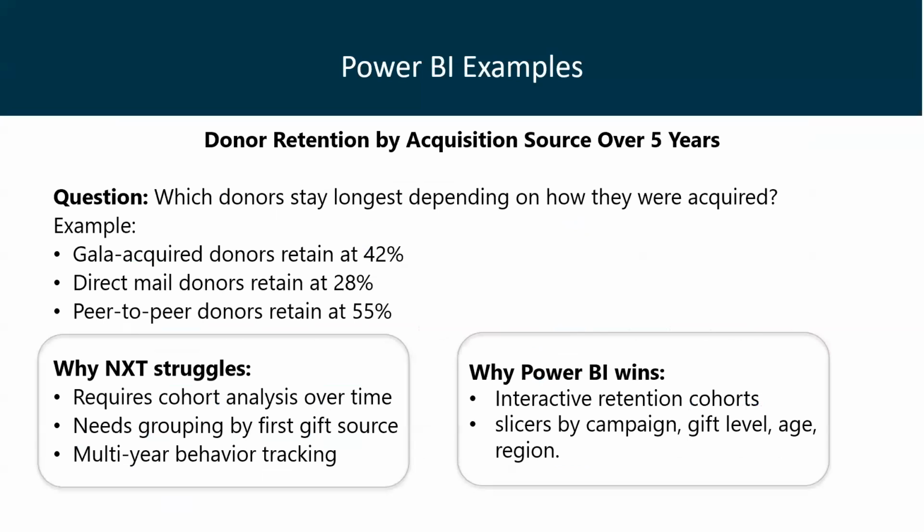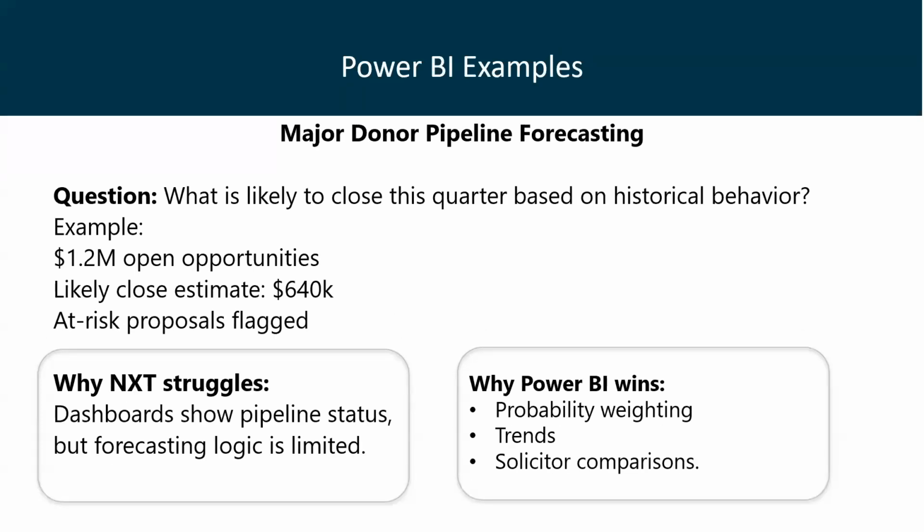So a couple of examples. Let's say you want donor retention by acquisition source over 5 years. So which donors stay longest depending on how they were acquired. So for an example, your Gala acquired donors retain at 42%, direct mail donors retain at 28%, peer-to-peer donors at 55%. So NXT would struggle with this. But Power BI can really bring this data together very, very easily. You can use those slicers I was talking about to show this data by campaign, gift level, age, region. So again, doing something that NXT would have a hard time with.